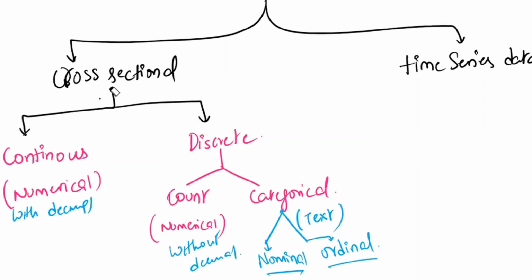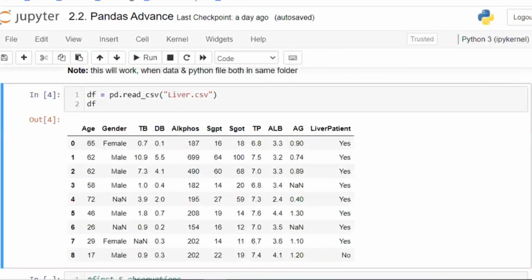So this is with respect to cross-sectional data and time series data, where cross-sectional data is continuous and discrete. Within the discrete, count and categorical, right? Now, how do we identify whether a particular data is categorical data, discrete data, or numeric continuous data? Continuous data you can identify easily because decimals are possible for it. In your data set, for example, height is there.